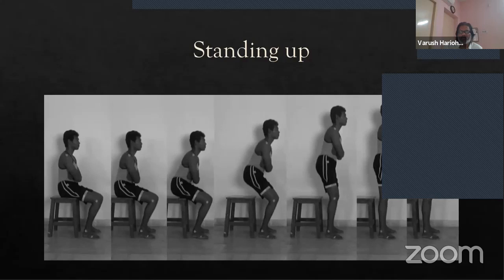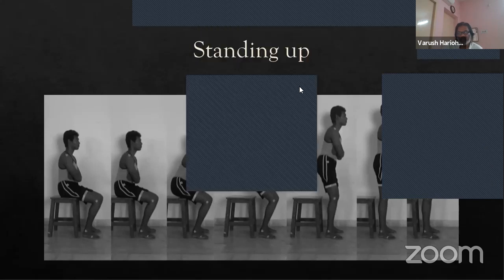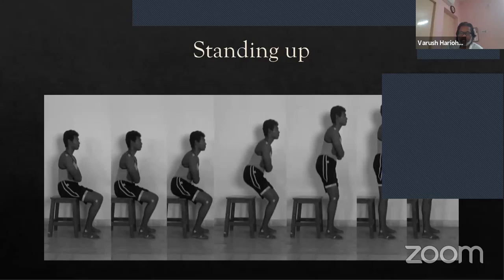Forward translation of the trunk is not what we're looking for; it's the shifting of the stability. That is the answer we are looking for. Right. What else? Okay. I think locking of the knee has nothing to do with sit to stand.